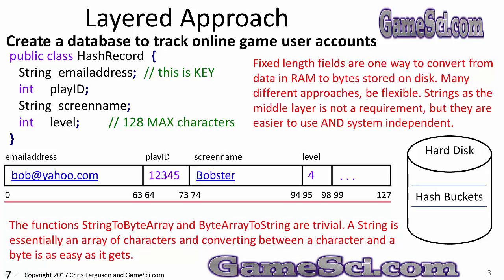Fixed length fields are one way to convert from data in RAM to bytes stored on disk. There are many different approaches. Be flexible. Strings as the middle layer is not a requirement, but they are easier to use and system independent. The functions string to byte array and byte array to string are trivial. A string is essentially an array of characters, and converting between a character and a byte is as easy as it gets.